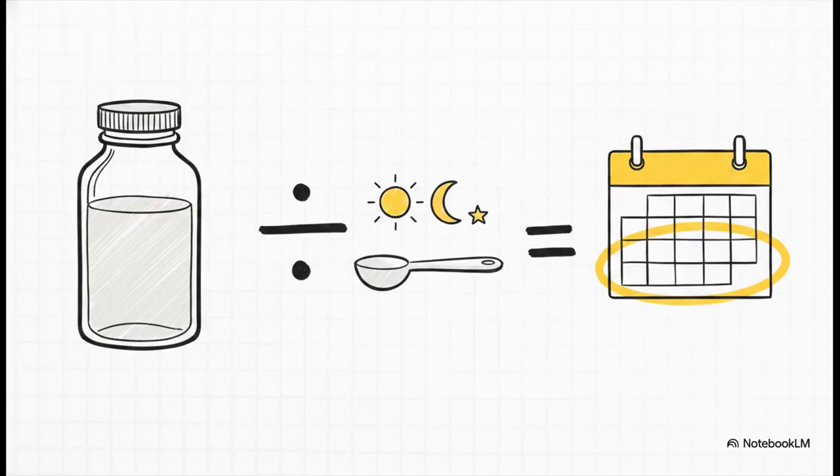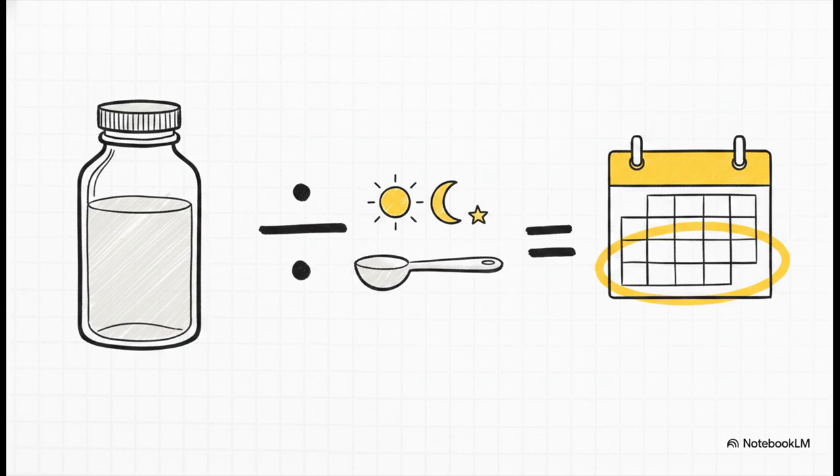Now let's figure out days' supply. The formula is total quantity dispensed divided by daily use. Let's map out a quick timeline. A patient takes 10 milliliters twice a day, that's BID, from a 120 milliliter bottle. First, find their daily use. 10 milliliters times 2 is 20 milliliters every single day. Then just divide the 120 milliliter bottle by that 20 milliliters a day. The answer? A 6-day supply.